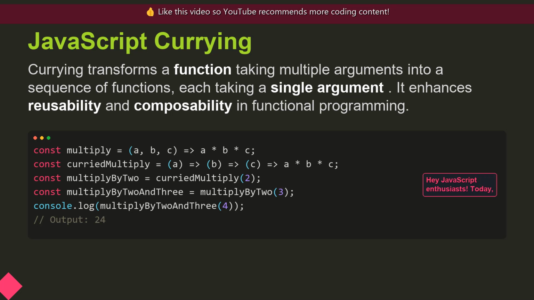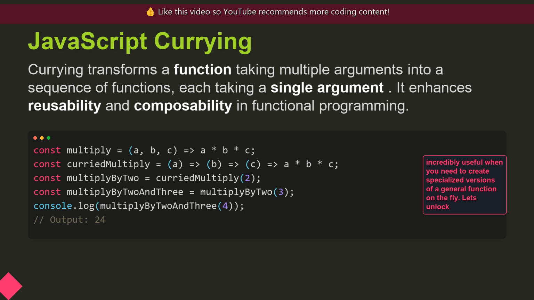Hey JavaScript enthusiasts! Today, we're diving into a super powerful functional programming technique called currying. This isn't just a fancy term, it's a way to transform functions that can dramatically improve your code's flexibility and reusability. It's incredibly useful when you need to create specialized versions of a general function on the fly.